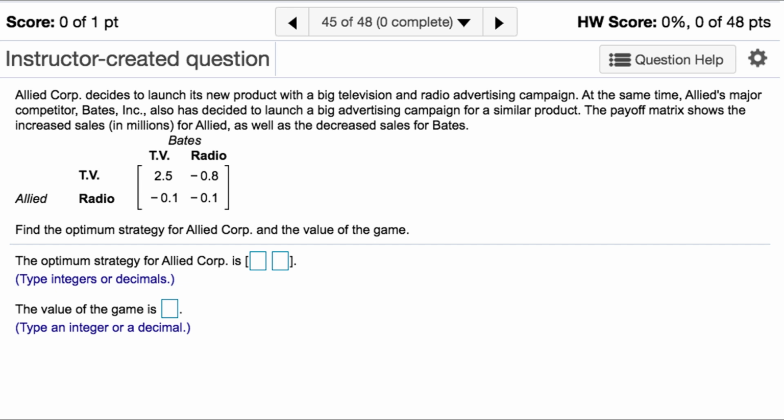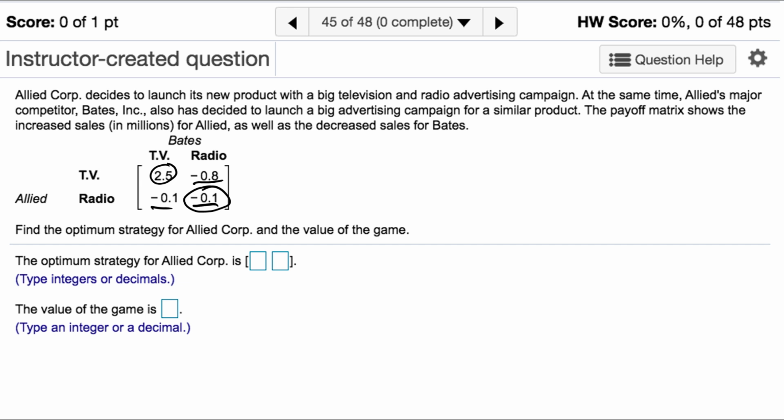All right, so we're looking for our optimal strategies, and the first thing we always want to do when looking for optimal strategies is look for a saddle point. So saddle point, smallest in each row. First row, that would be negative 0.8. Second row, both the values are the same, so they're both the smallest. So we underline both of them. And then we will circle the largest in each column. First column, that's 2.5. Second column, the largest is negative 0.1. So turns out we have a saddle point.